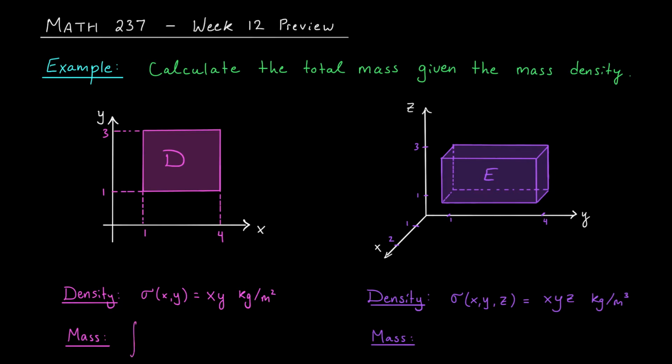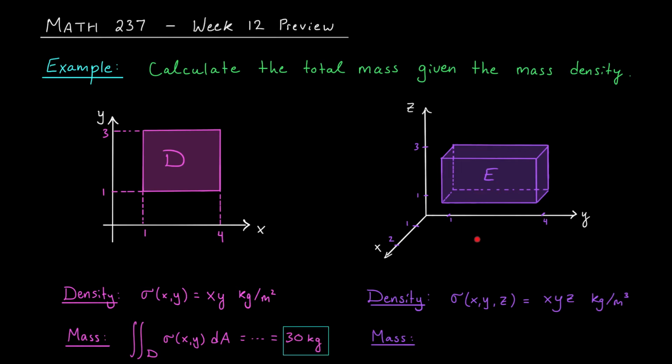The total mass of our plate is the double integral throughout D of sigma x y dA. And this is something that we can actually compute. I'll leave it as an exercise for you to set up and evaluate this double integral. But what you should find is that the total mass is 30 kilograms.